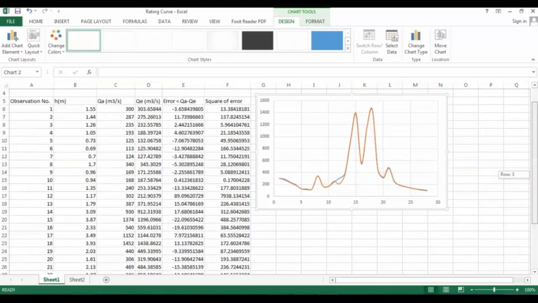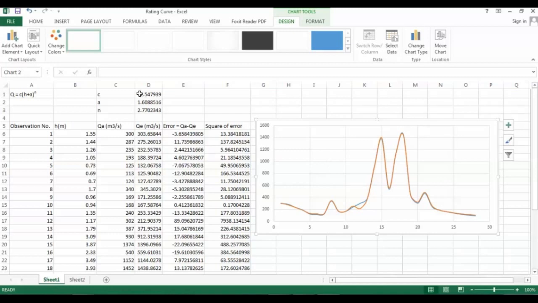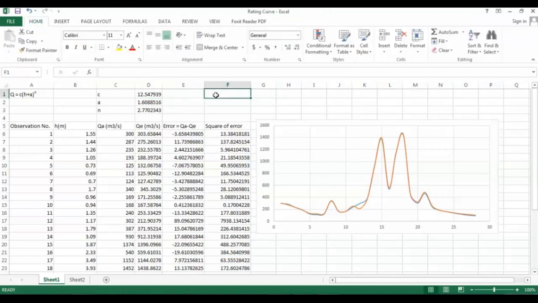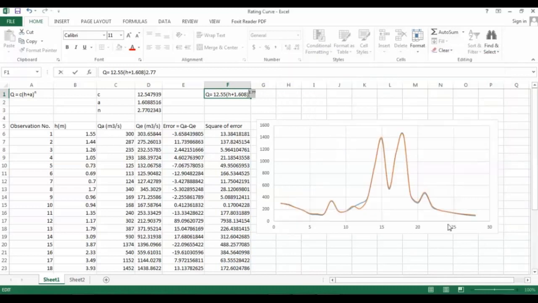If you see this, it is nearly a perfect fit, so these values are good enough to represent our watershed. We write our discharge equation as Q equals C, which is 12.54 or 55, times (H plus A), where A is 1.608, raised to 2.77. So this is our rating curve equation. Which means, if you have observed head data at your watershed, you only need to come up with H, substitute it, and you can estimate your discharge. And this is how we develop rating curves, by using the least squares approach or trial and error approach.